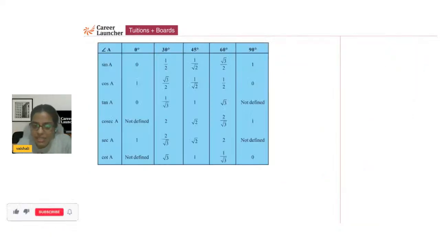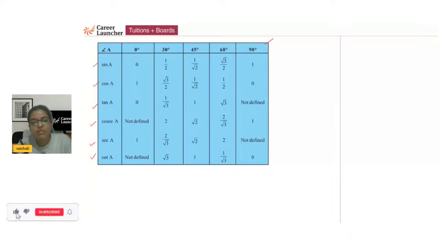Now the next thing is a very important table: the values of the trigonometric functions at different angles. There are 5 angles that you have to remember. The first one is 0 degrees, then 30 degrees, 45, 60 and 90. For these 5 angles you will have to remember all the values, because direct substitution based questions come.